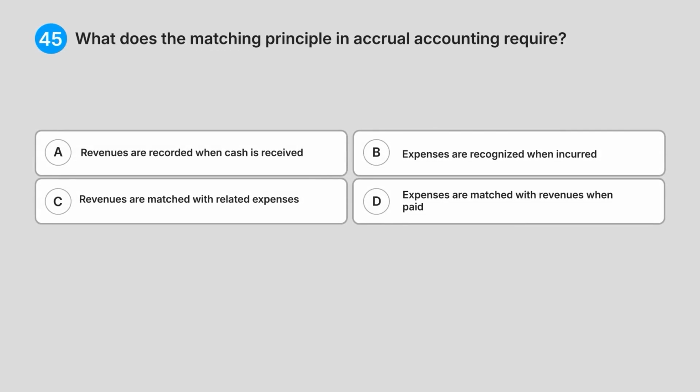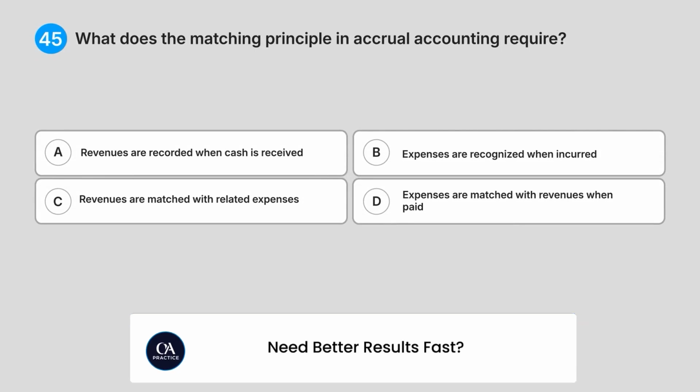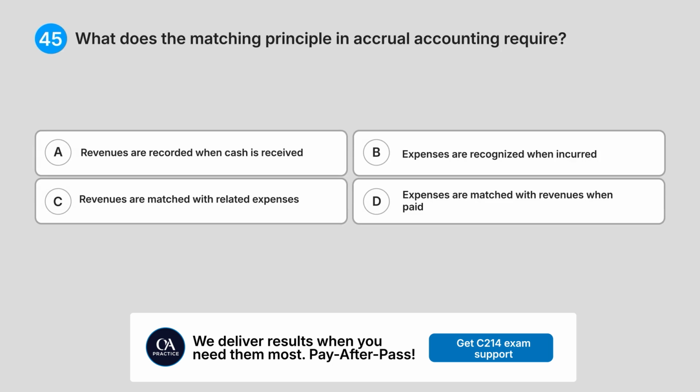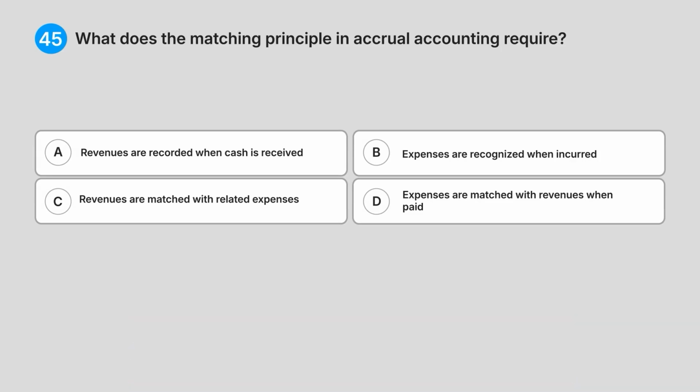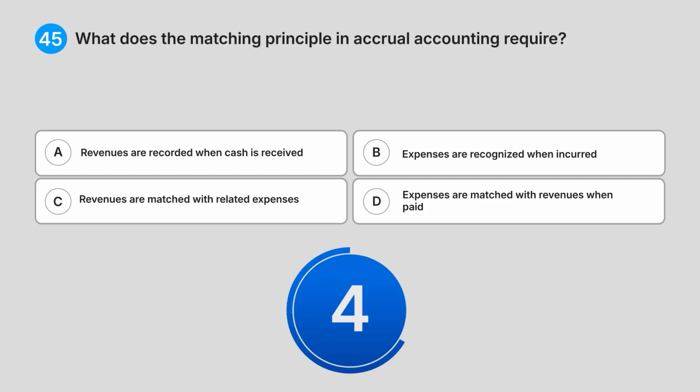45. What does the matching principle in accrual accounting require? A. Revenues are recorded when cash is received. B. Expenses are recognised when incurred. C. Revenues are matched with related expenses. D. Expenses are matched with revenues when paid. Can you guess the answer?